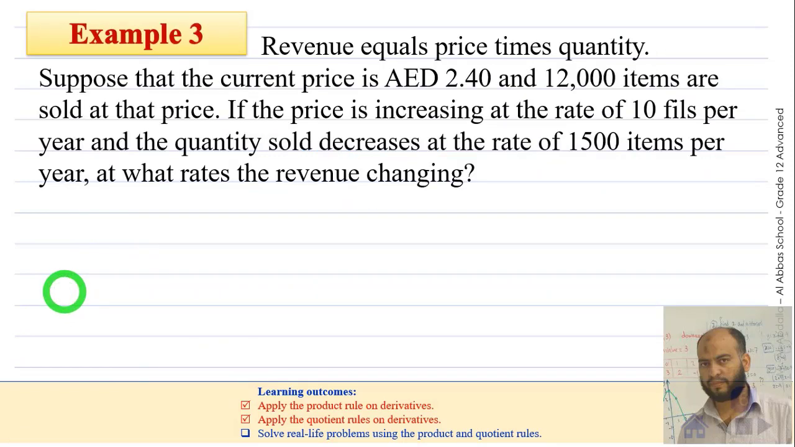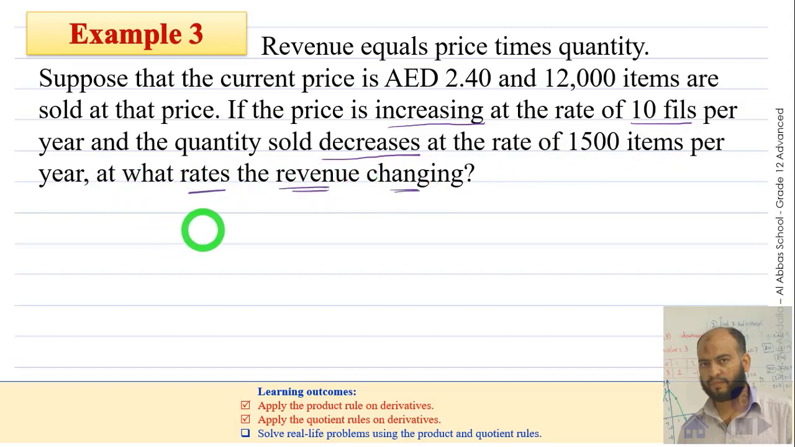Another example about the product rule, example 3. Revenue equals price times quantity. Suppose that the current price is 2.40 dirhams and 12,000 items are sold at this price. If the price is increasing at the rate of 10 fills per year and the quantity sold decreases at the rate of 1,500 items per year, at what rate does the revenue change?